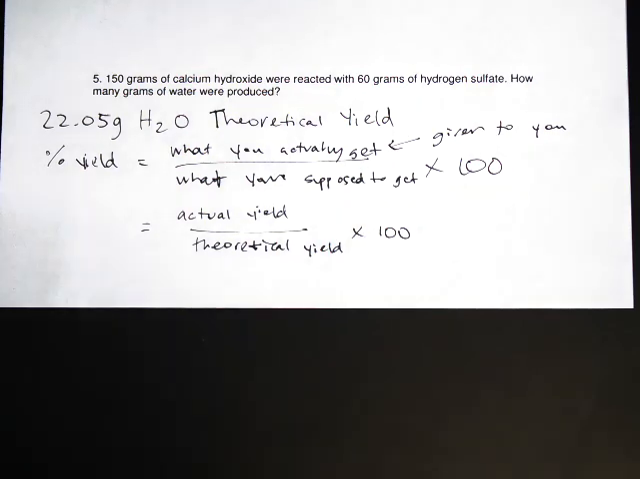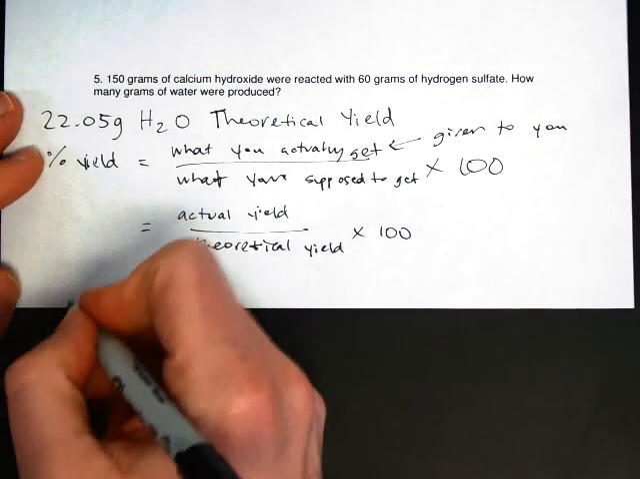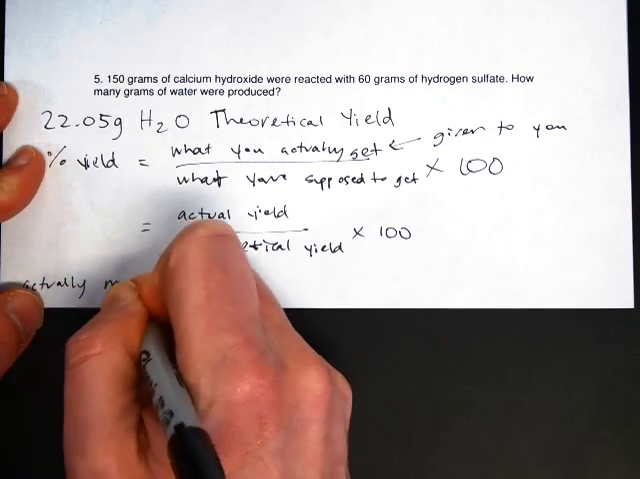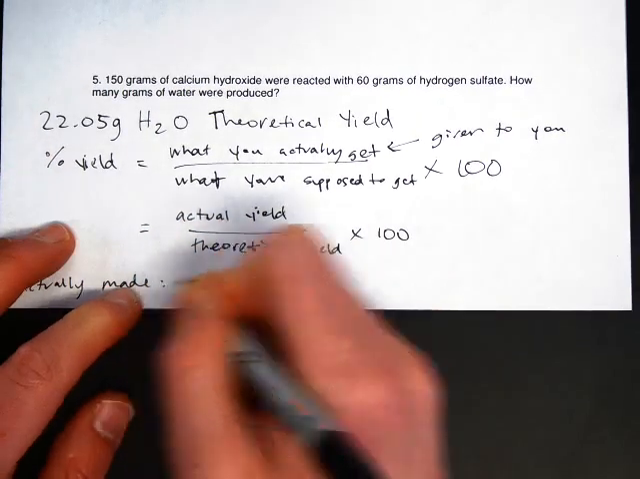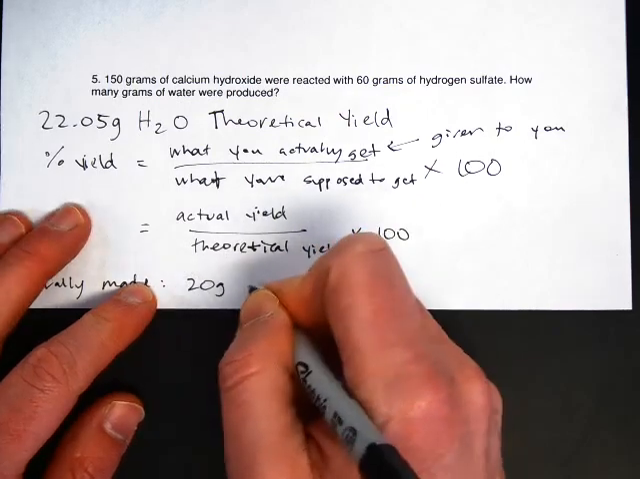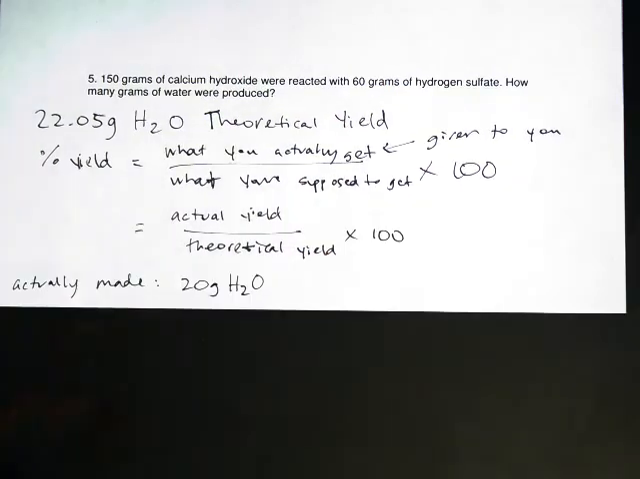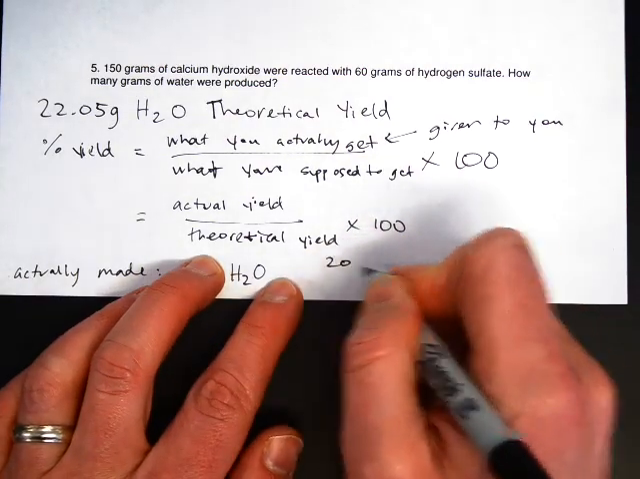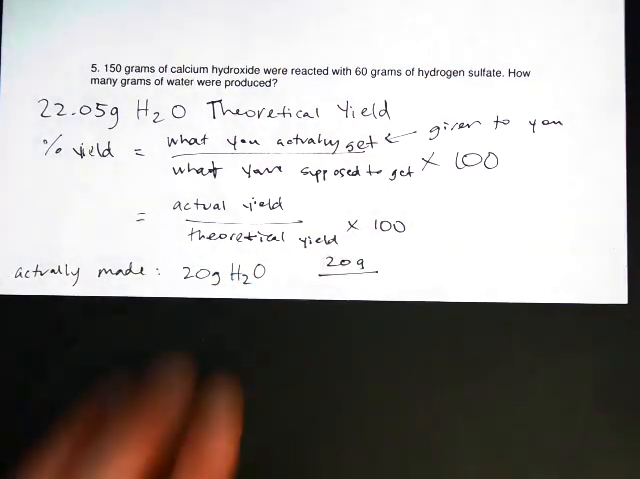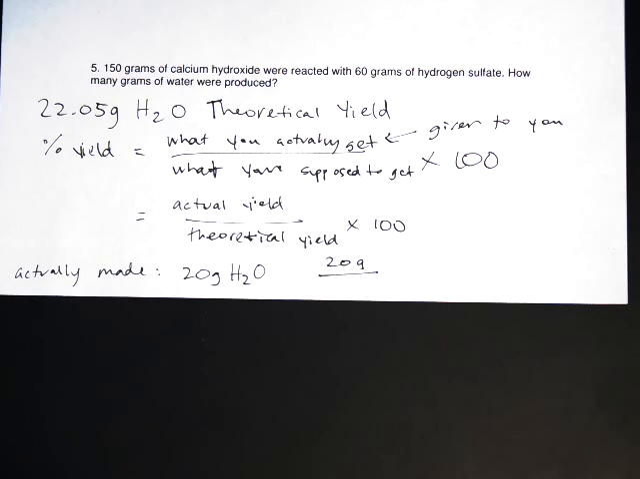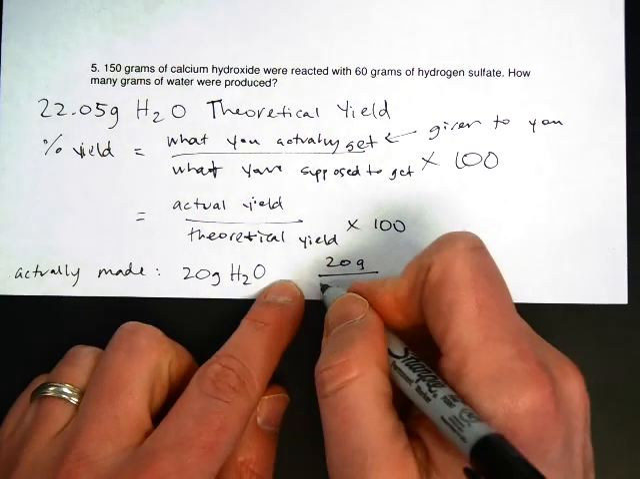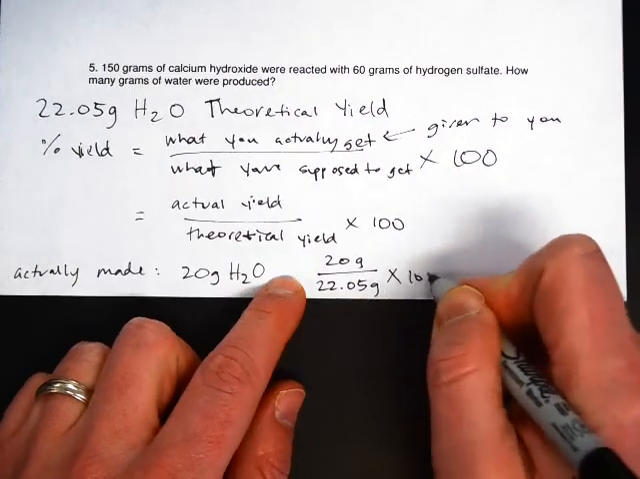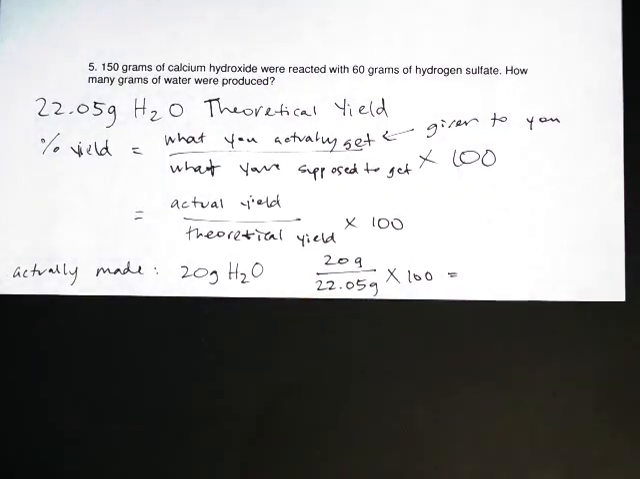So, for example, in this particular problem, if I said, what if I actually made, let's say, I don't know, 20 grams of H2O. Could you calculate your percent yield from that? Sure you could. You just take your 20 grams, what you actually made, and divide it by what I was supposed to make, which is what? Right, 22.05 in a perfect world situation, which almost never happens. Then multiply it by 100, and that is how you find your percent yield.